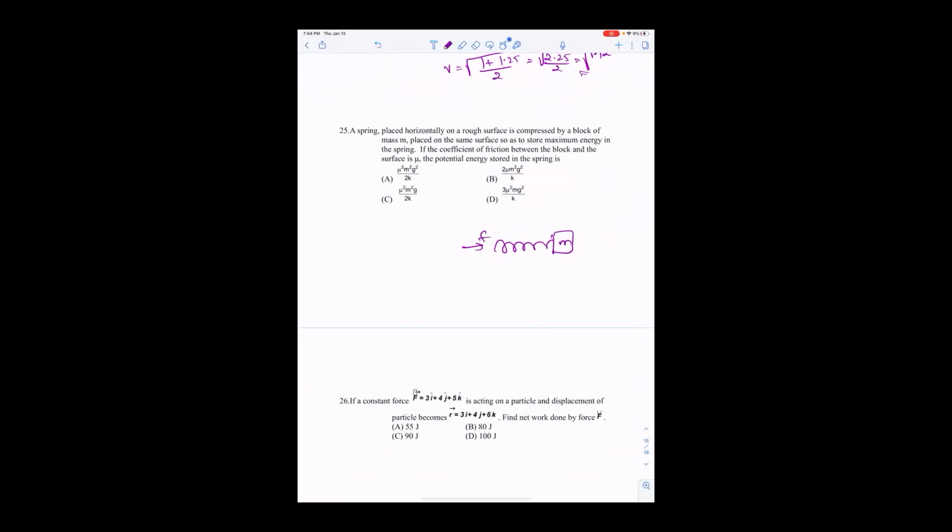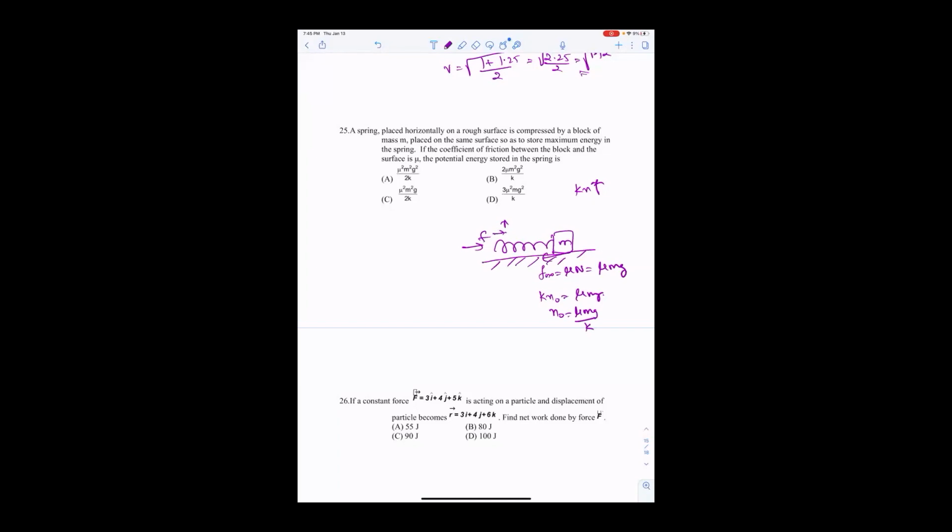If you are applying force F, the spring gets compressed. But as you keep pushing, the compression happens and the spring force Kx keeps on increasing. When it reaches the maximum, F is how much? Mu times N, which is mu times mg. So when Kx is equal to mu mg, the block will start slipping. That is the maximum compression you can give. So x naught is equal to mu mg by k.